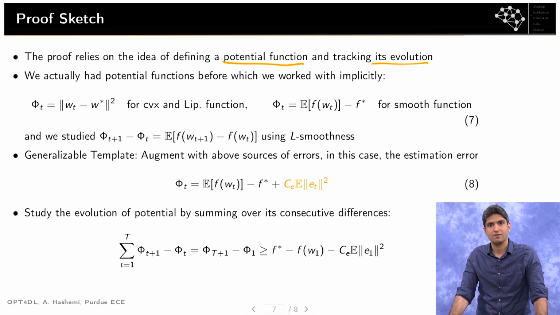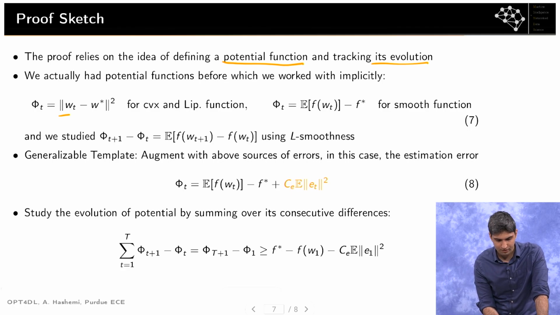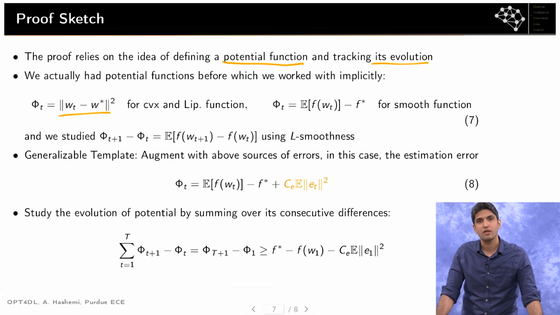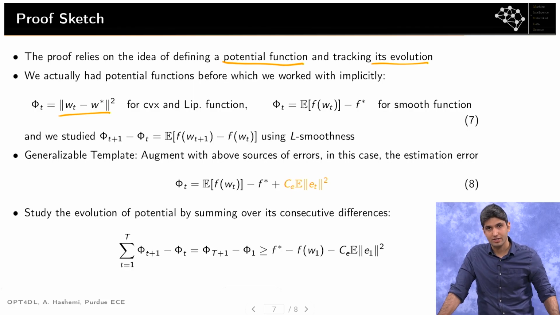Given this property of the potential function, you may recognize that we have actually worked with potential functions before. For instance, we talked about the difference between our solution and the optimal solution when we analyzed SGD and stochastic SGD and gradient descent for convex and Lipschitz functions. So this was basically what you could call a potential function. It's non-negative, and it is reducing as your algorithm converges. What we did when we analyzed those two algorithms was basically study the evolution of this potential function.